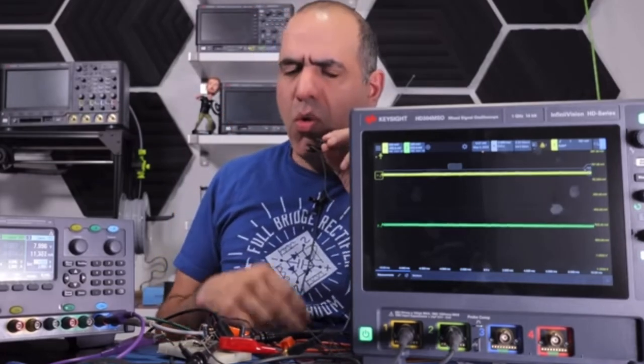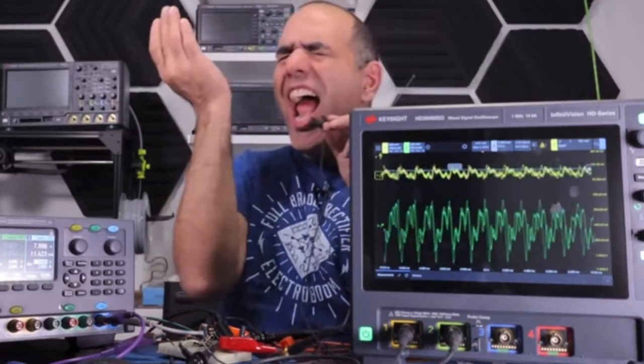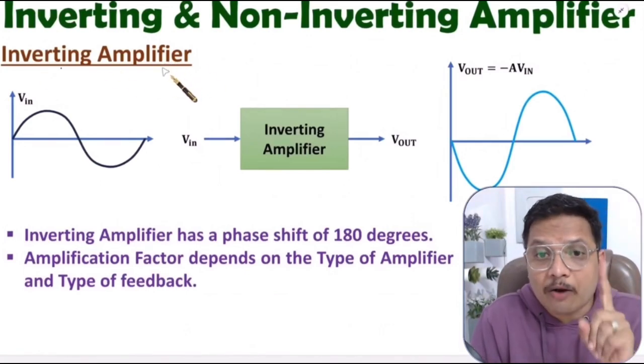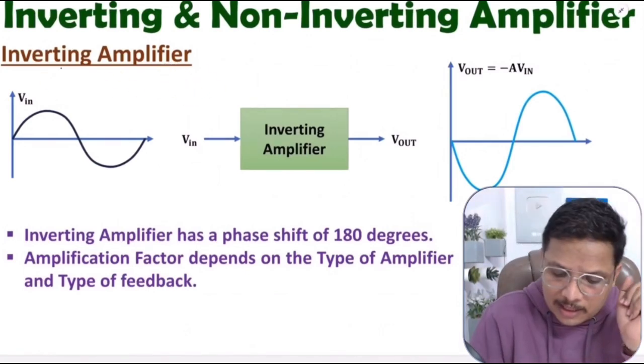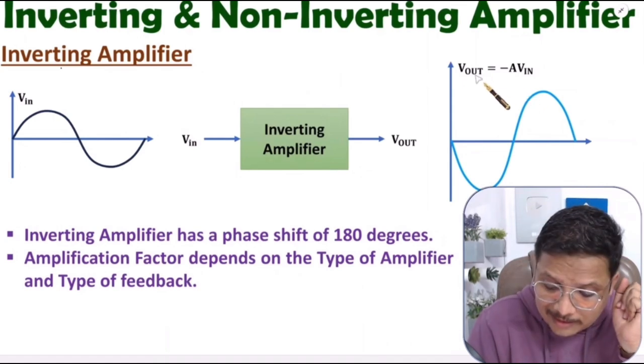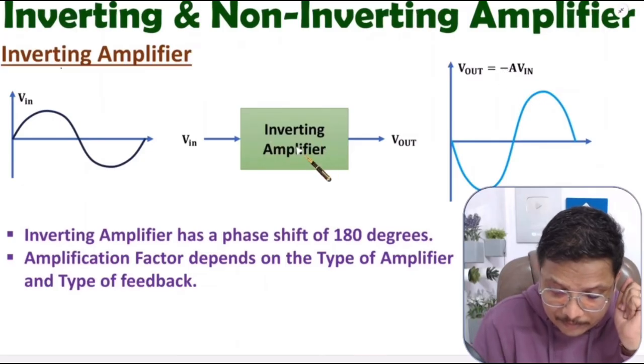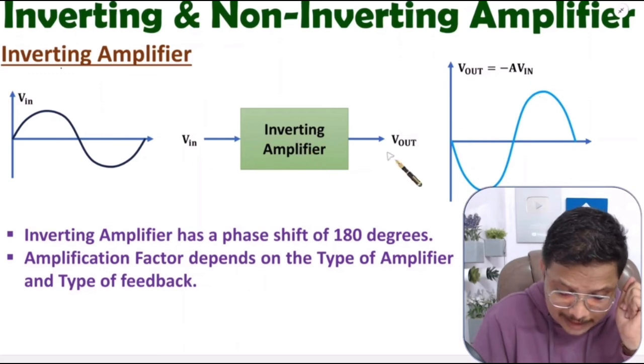When it comes to an inverting amplifier, one should know it will be amplifying the signal, but the output is getting inverted over here. Inverted means you see we will be having negative gain. So output is minus A into Vin. This minus sign explains this is an inverting amplifier and gain is A. So the output is out of phase with respect to input.